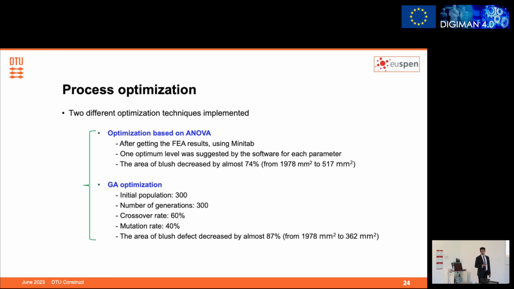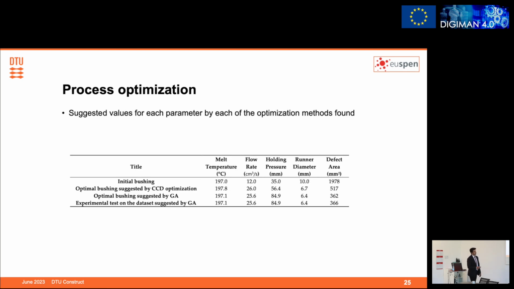Then we decided to do the same thing using genetic algorithm. And here you can see the specifications of the genetic algorithm we adopted. And after doing genetic algorithm optimization, the area of blush defect decreased by 87%, which is a considerable amount. And here you can see the process parameter levels.